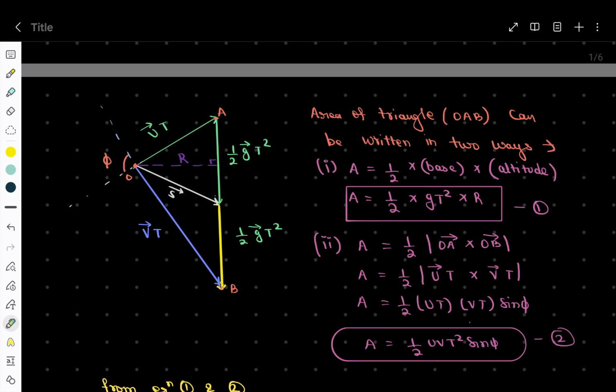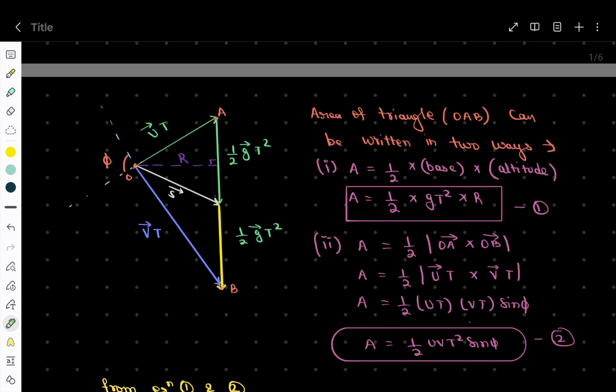And one more thing I would like to bring to your notice is that this altitude line is nothing but the horizontal component of S vector, and we know that the horizontal component of the total displacement vector is actually range. Okay, so now I want to write the area of triangle OAB.